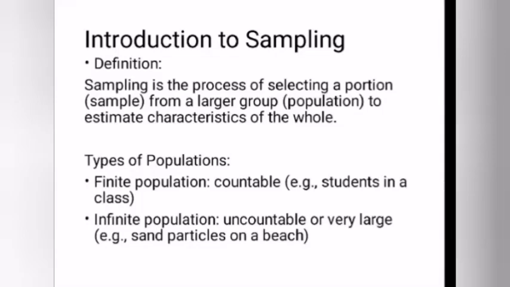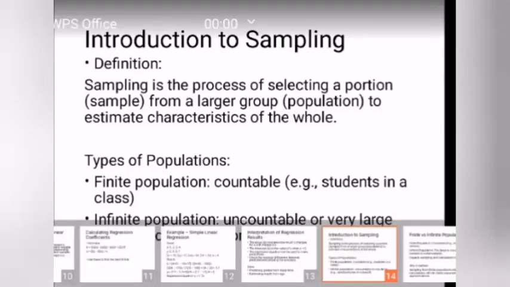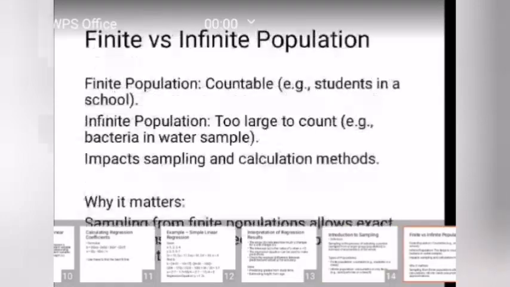No problem. So we have two types of population. We have finite population and infinite population. Finite population is something you can count: students in your class, how many fingers you have, how many people are in a room. Infinite population is uncountable, or very large, like you can't count sand, you can't count the grains of rice. So these are the types of population: finite versus infinite.